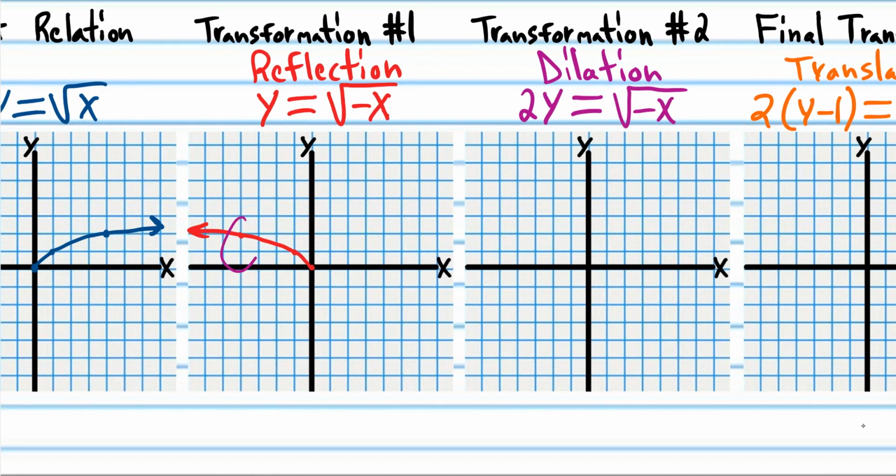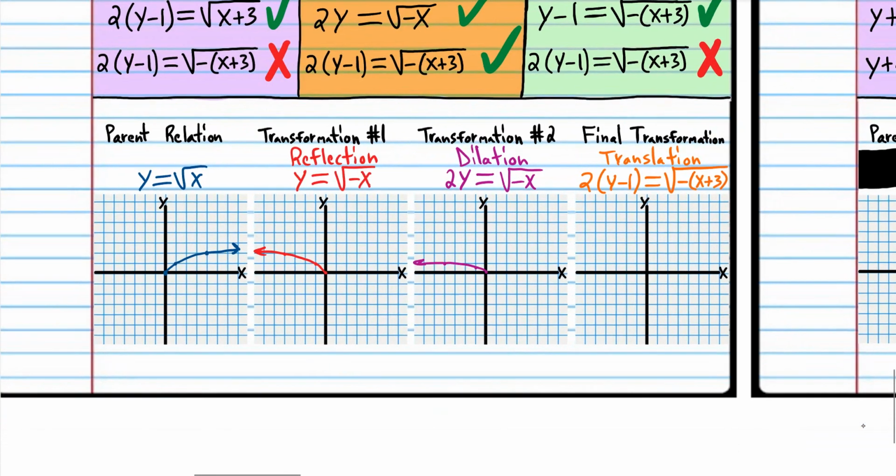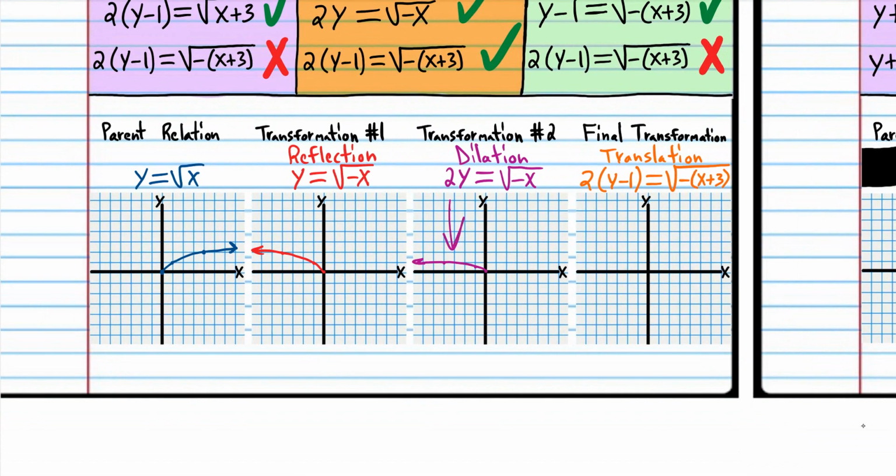So the y value of this point is 2. Divide by 2, you get 1. And the y value of this point is 1. Divide by 2, you get 1/2. And there you go. So we can connect the dots. So that was a vertical compression. We pushed down. And then we're going to translate.